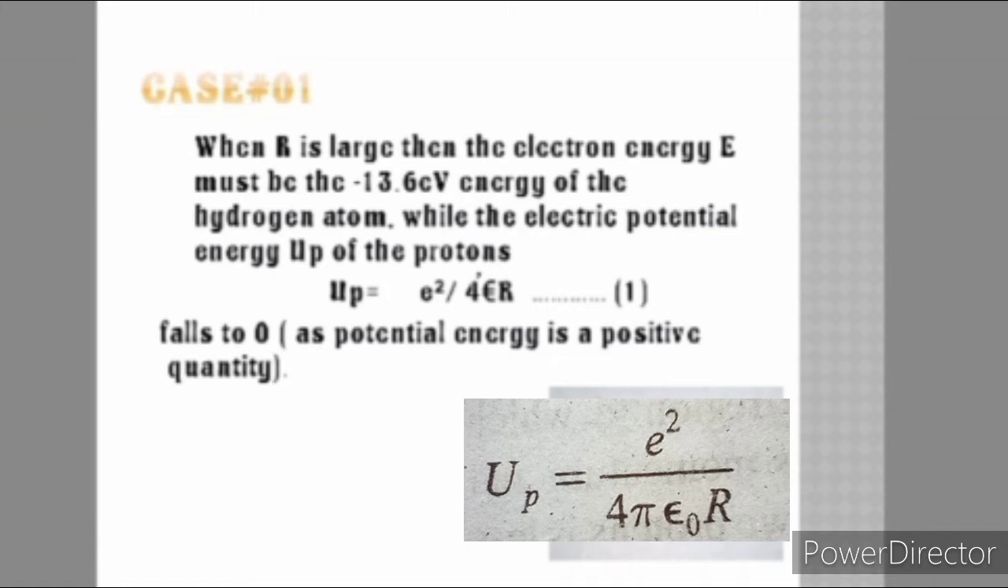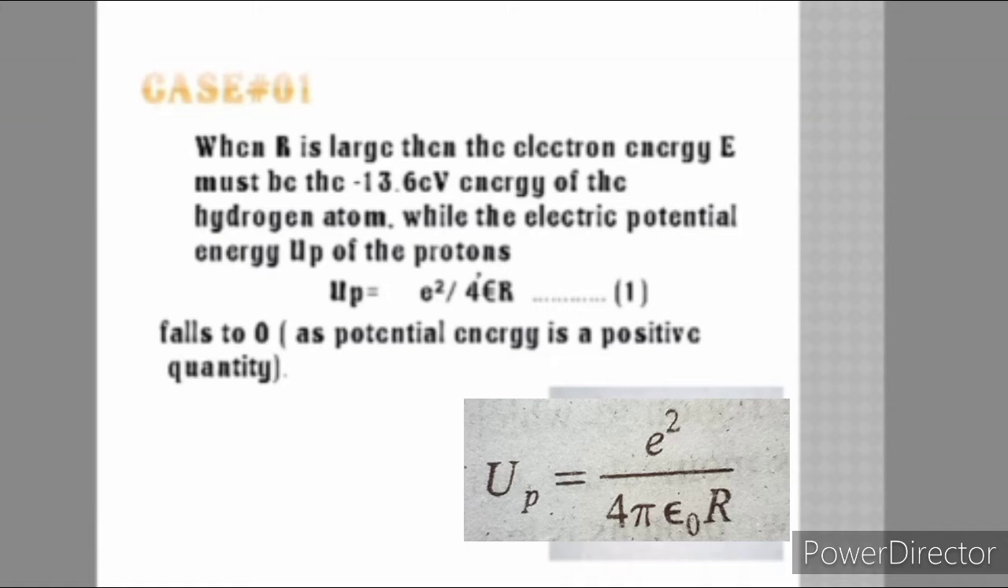As we all know, the hydrogen molecular ion is made when two protons share one electron. So we also consider the electric potential energy of the protons here. So what is the proton's potential energy here? That is U_p equals e squared divided by 4 pi epsilon naught R.